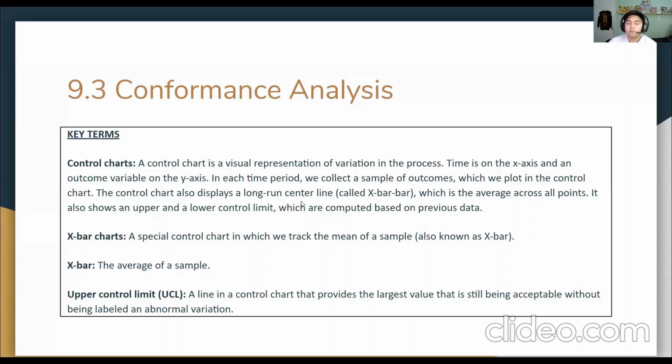Hello everyone, my name is John Paulo Kimosing, and I will be covering section 9.3 of chapter 9, which is Conformance Analysis. We would start off with the key terms.